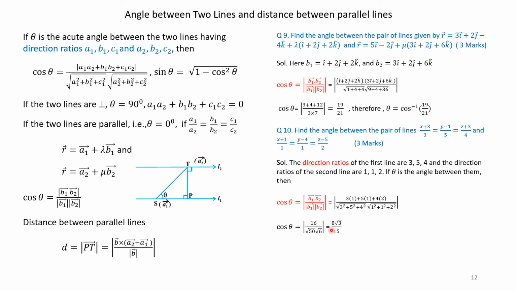That becomes 8 into 2, and it gets simplified into 8 square root of 3 by 15. Therefore, theta, we have to take the cos inverse. Therefore, theta is equal to cos inverse of 8 square root of 3 divided by 15.